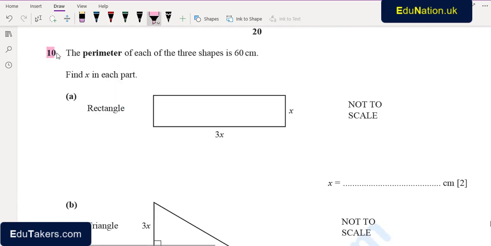Next is question number 10. The perimeter of each of 3 shapes is 60 centimeter. Find x in each part. Part A is a rectangle, not to scale.